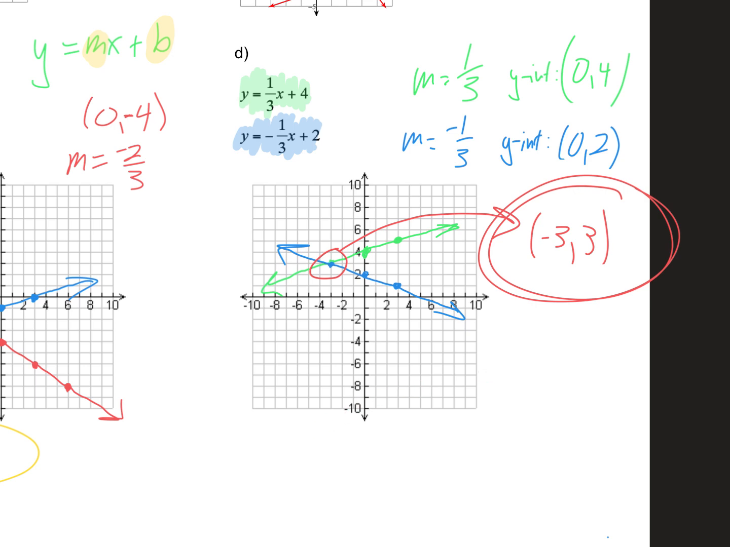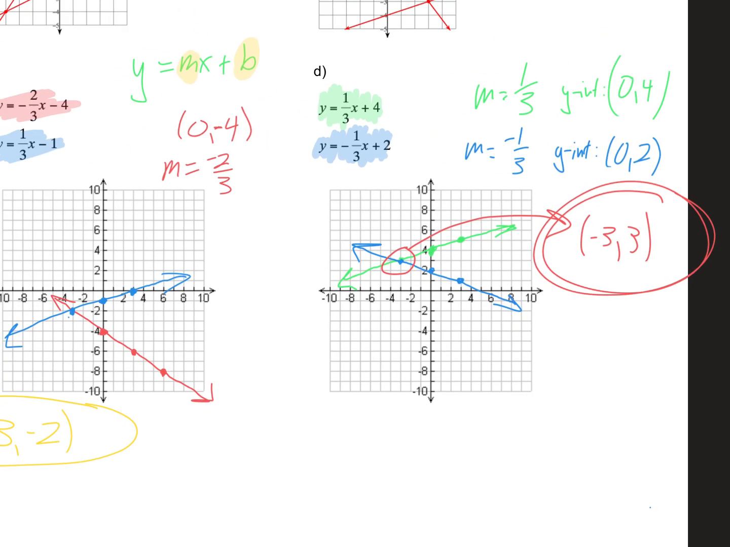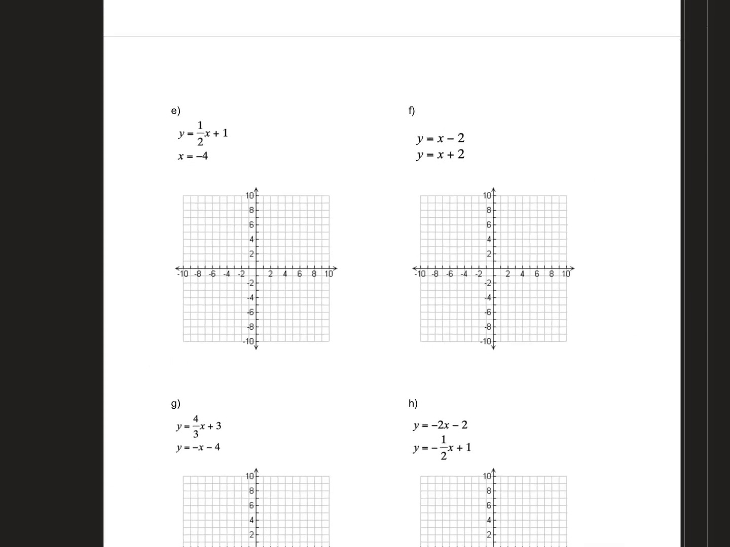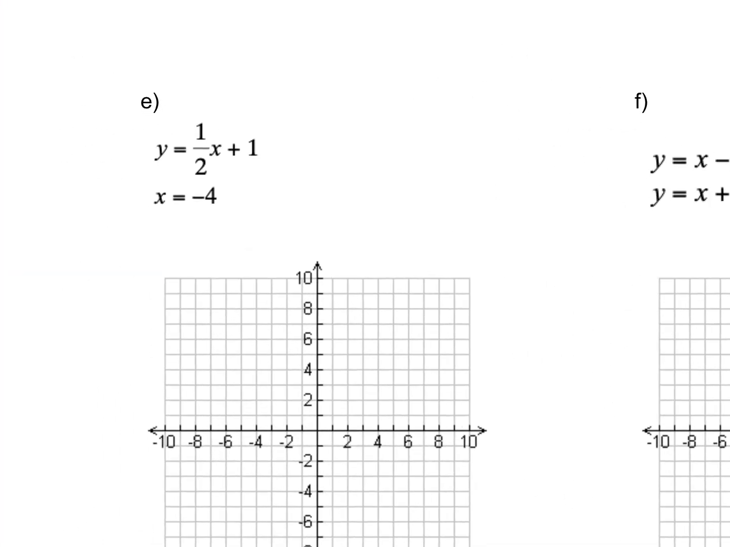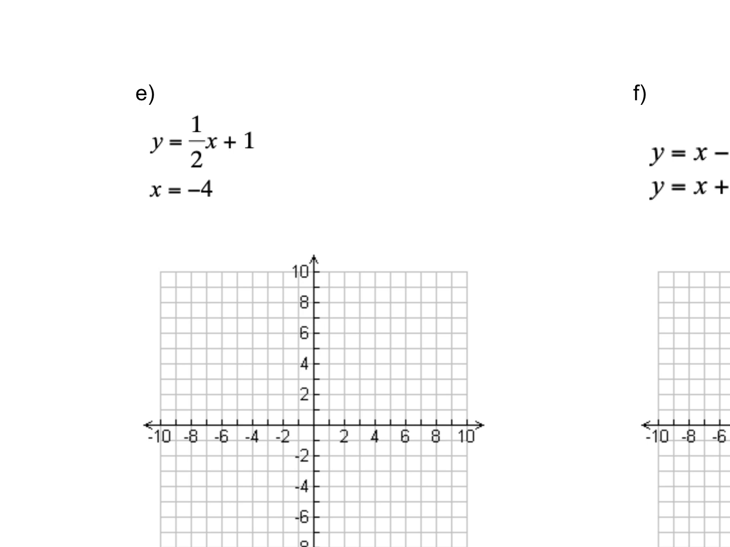All right. We are on the last page for this section. Looks like we got 4 more to do. So let's take a look at E. All right, we got y equals 1/2 x plus 1 and x equals -4. I'm actually going to start with this x equals negative 4, because this is an interesting equation.